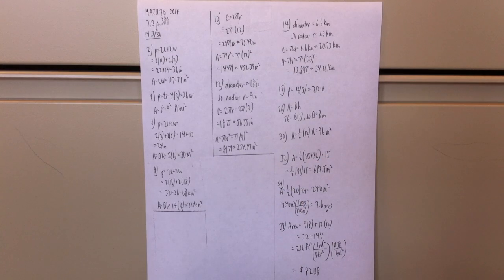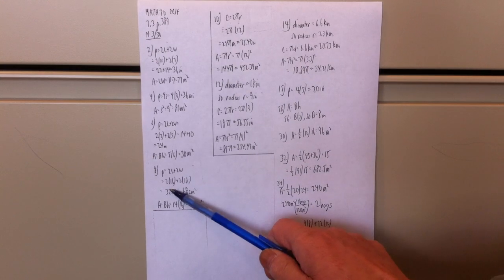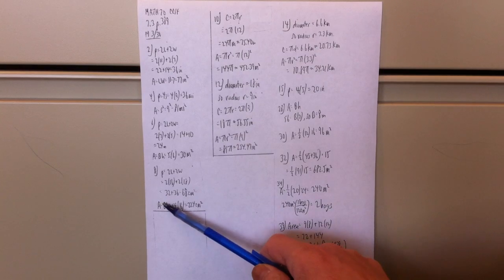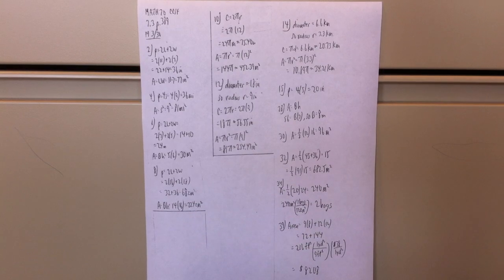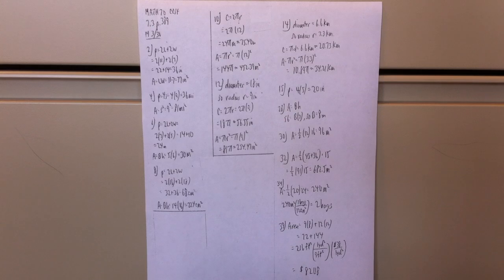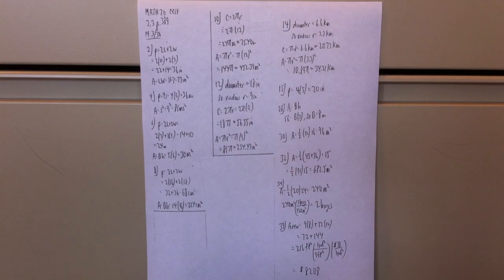Number 8 is similar. Perimeter is 2L plus 2W. 2 times 16 plus 2 times 18 comes out to be 32 plus 36, which is 68 centimeters. The area is the base times the height. That's 14 times 16. That comes out to be 224 square centimeters.